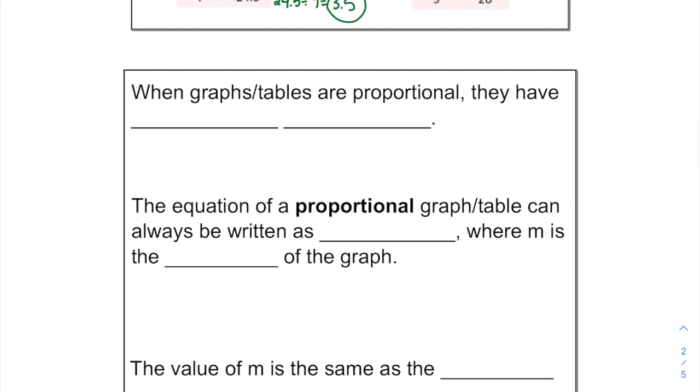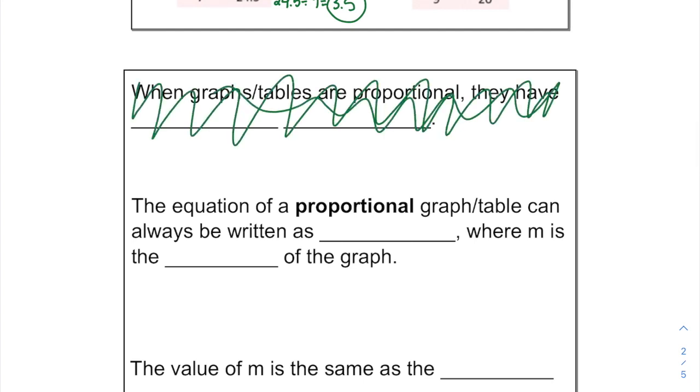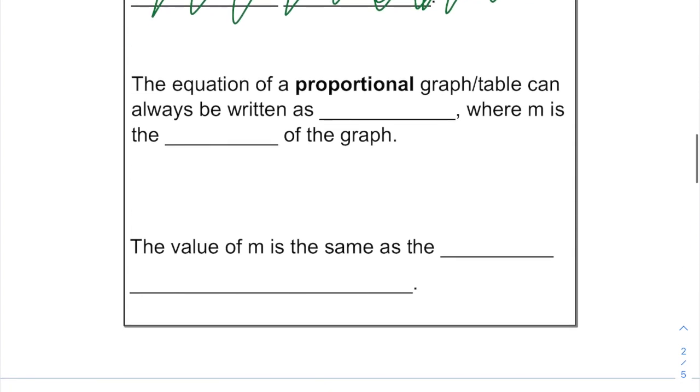All right, so I'm actually going to have you just cross this part out right here. Something we're not going to cover in this little unit here. We are going to cover a couple of these quick little definitions.